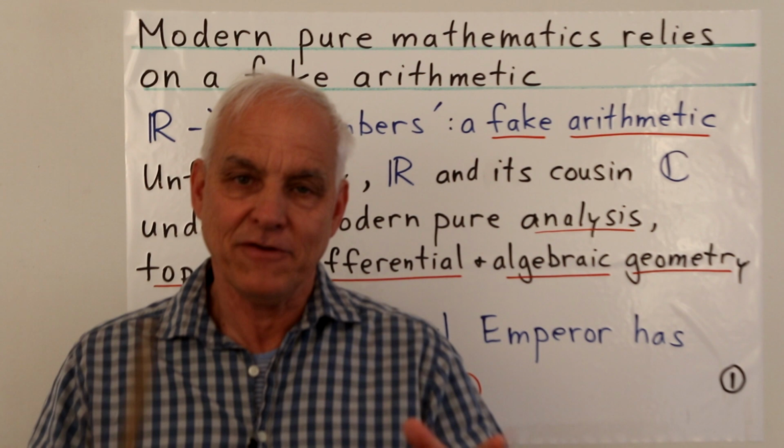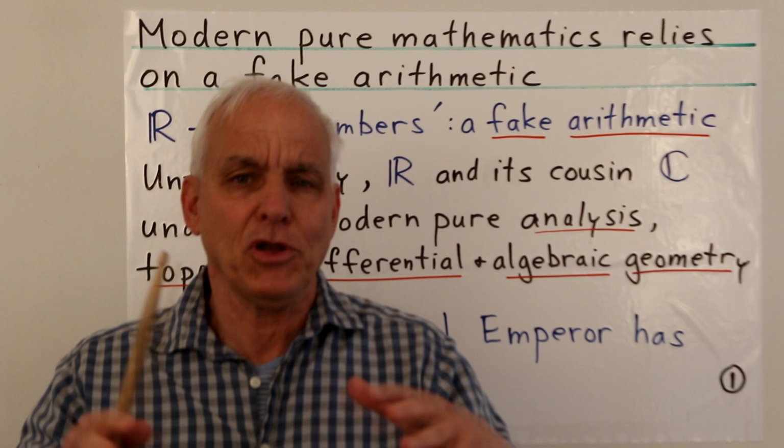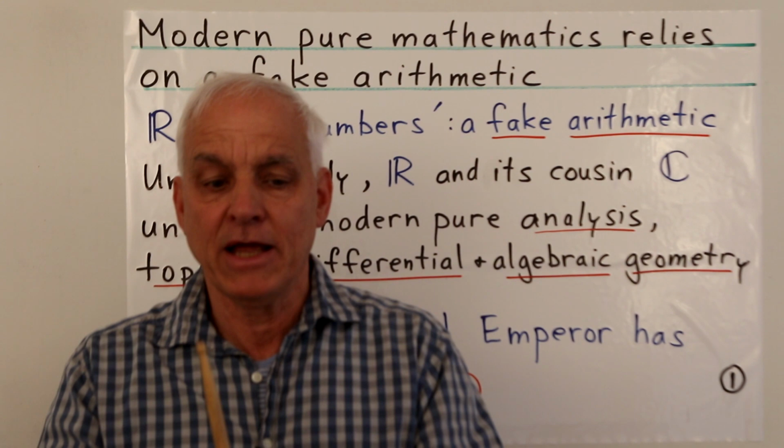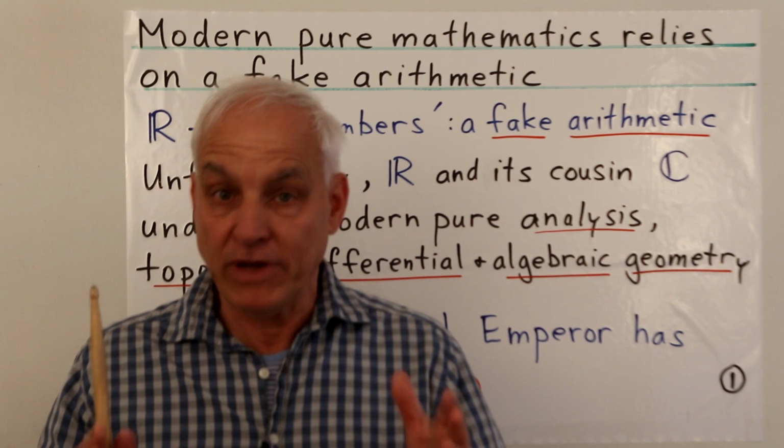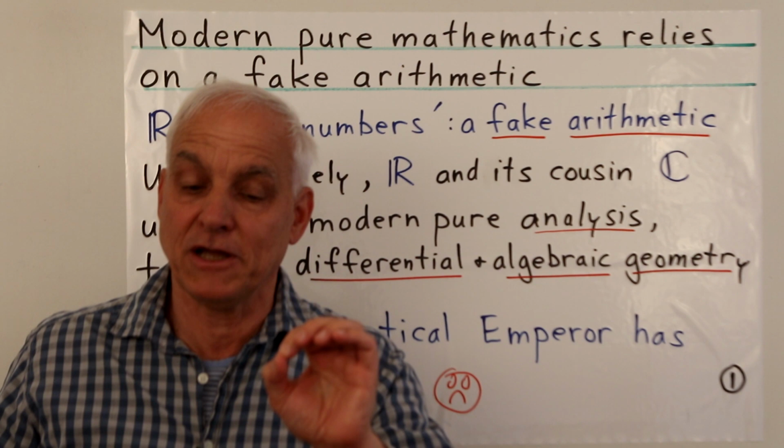Today I want to introduce a very important topic which sits at the heart of a lot of the problematic aspects, the challenges that face pure mathematics, and a source of a lot of the contention within the community. It's a foundational issue having to do with our number system, our underlying number system. And I claim that modern pure mathematics actually relies on a fake arithmetic. And I want to explain this.